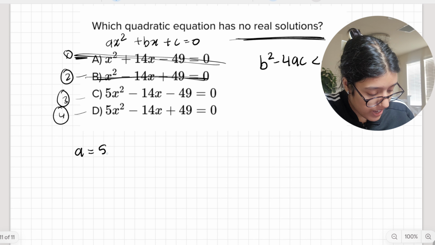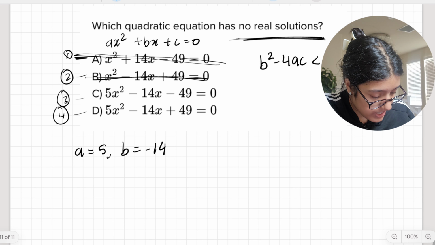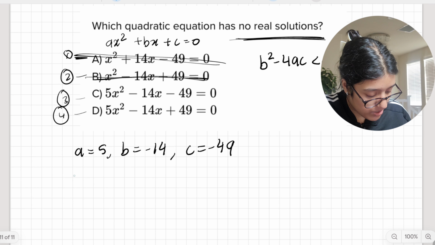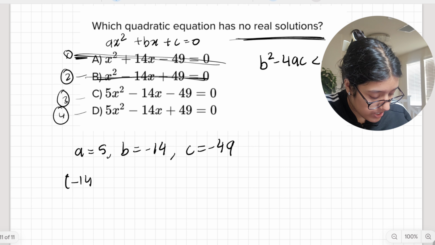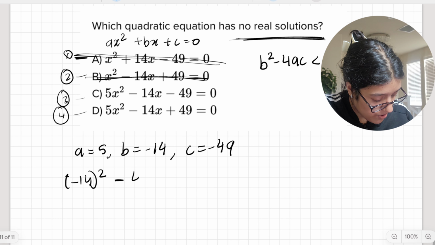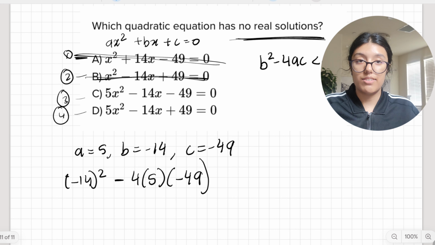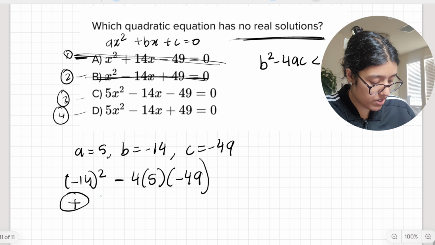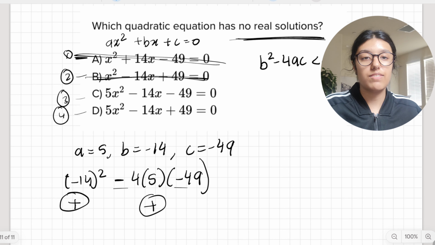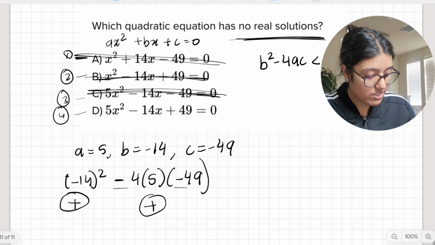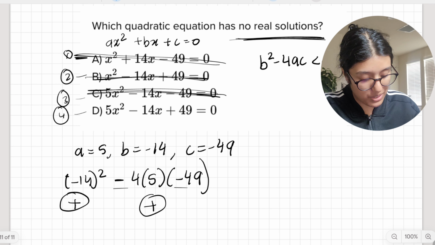A is equal to 5, B is equal to negative 14, and C is equal to negative 49. All right. B squared is negative 14 squared minus 4 times 5 times negative 49. Over here, once again, you don't have to solve. We know this is always positive. Minus times minus is always positive. Positive plus positive is always positive. It's never going to be negative. So this is not our answer, and by process of elimination, we get D as our answer.